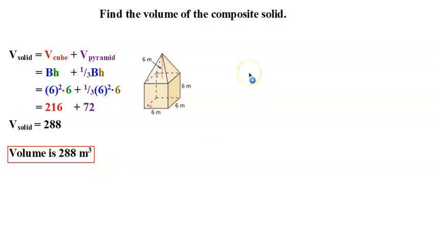And I would like for you now to solve this one. All right, so you got a cylinder and a cone. Pause the video and find the volume of the entire solid.